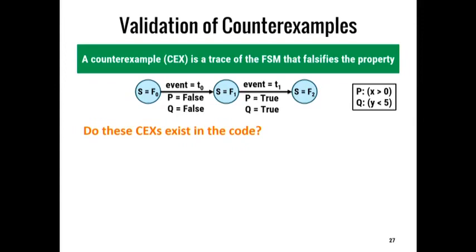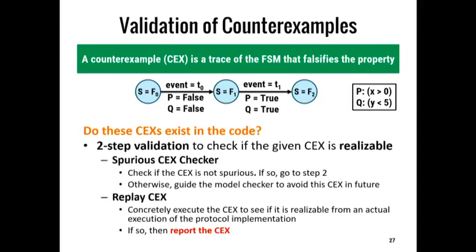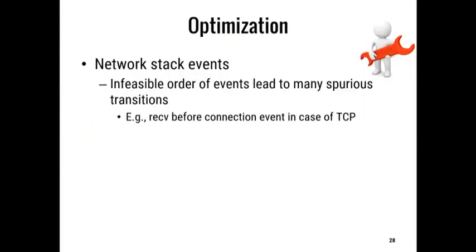To do that, we use a two-step validation process. In the first step, we ask whether the reported counterexample is spurious or not. If it is a spurious counterexample, we will guide the model checker so that it will not report the same spurious counterexample in future. In the other case, where it is not spurious, we move it to the next step, where we concretely execute the counterexample to see if it is realizable in an actual execution of the protocol implementation. If so, only then do we report the counterexample as a non-compliance. Due to time limitation, I will not go into the details of these validation steps. I'll just move on to our optimizations.